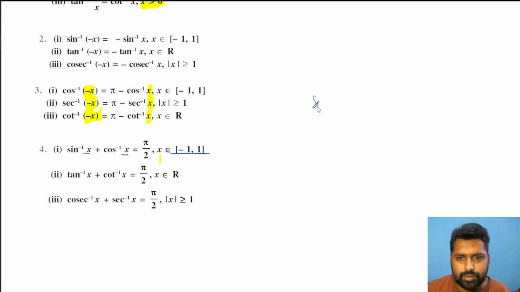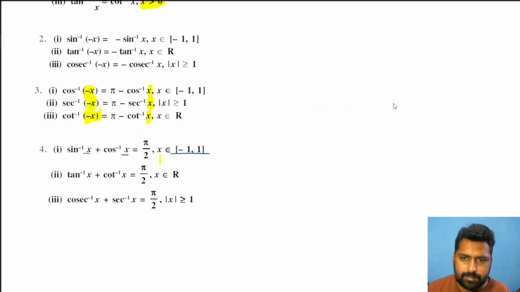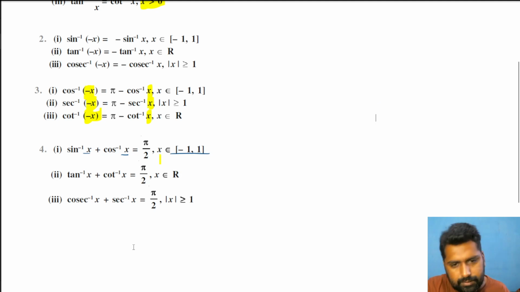Suppose you write sine inverse 2. It is not possible to solve. You cannot solve this, because the value inside the sine inverse has to be from -1 to 1, because sine is never 2. For no value of theta is sine 2, because sine always ranges from -1 to 1.